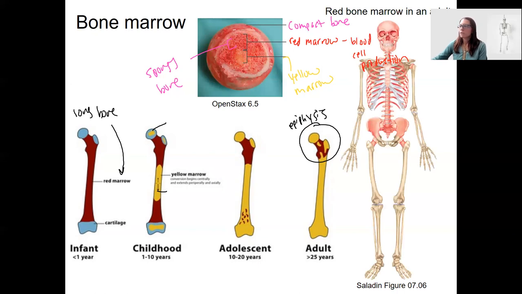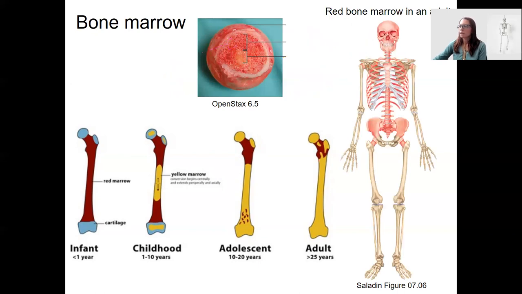I'm going to erase some of this. So red marrow in adults is located in limited locations. This is basically right there. True up here as well. And there is more of it located in some of those flat and irregular bones in the axial skeleton. Because adults still do need to be able to make new blood cells throughout development.